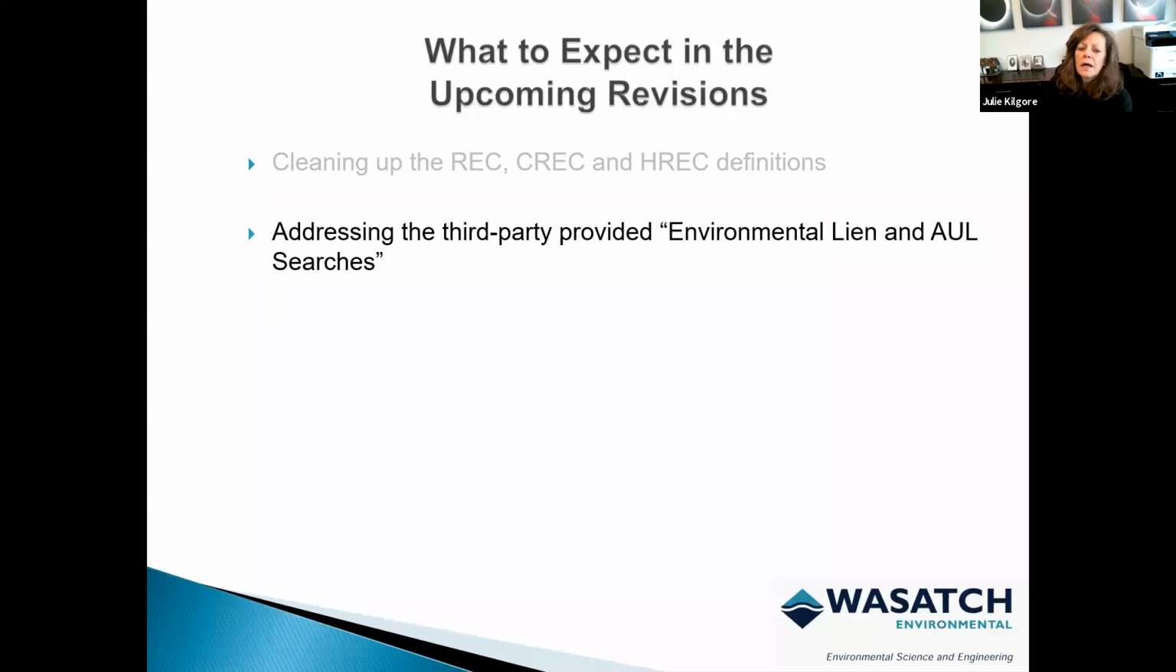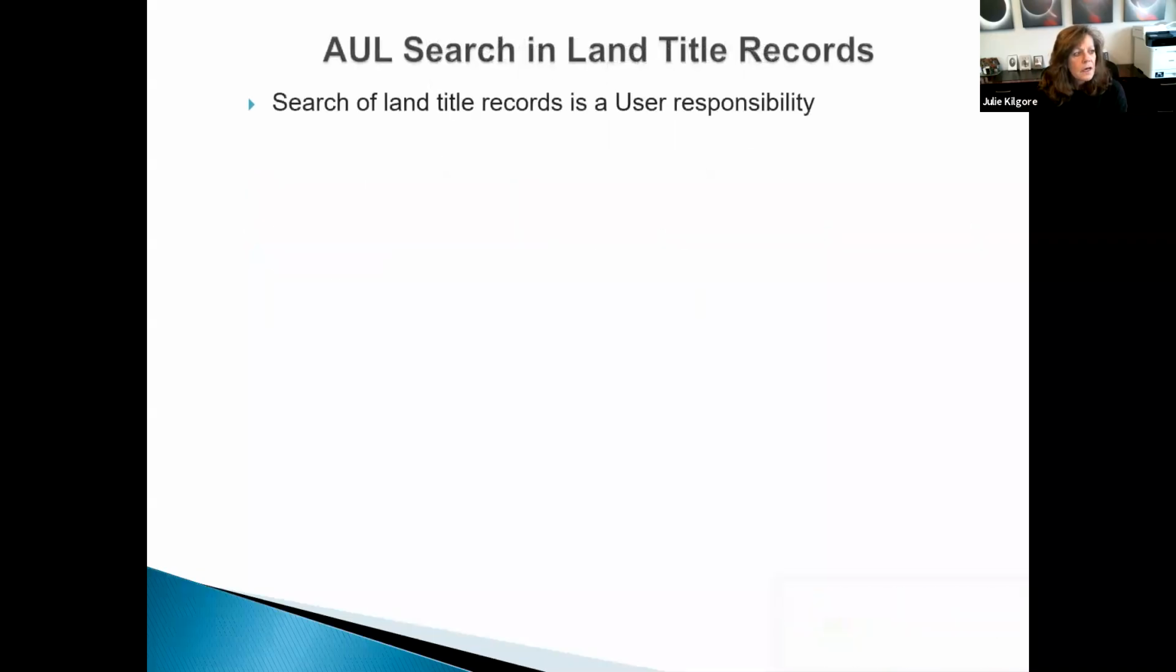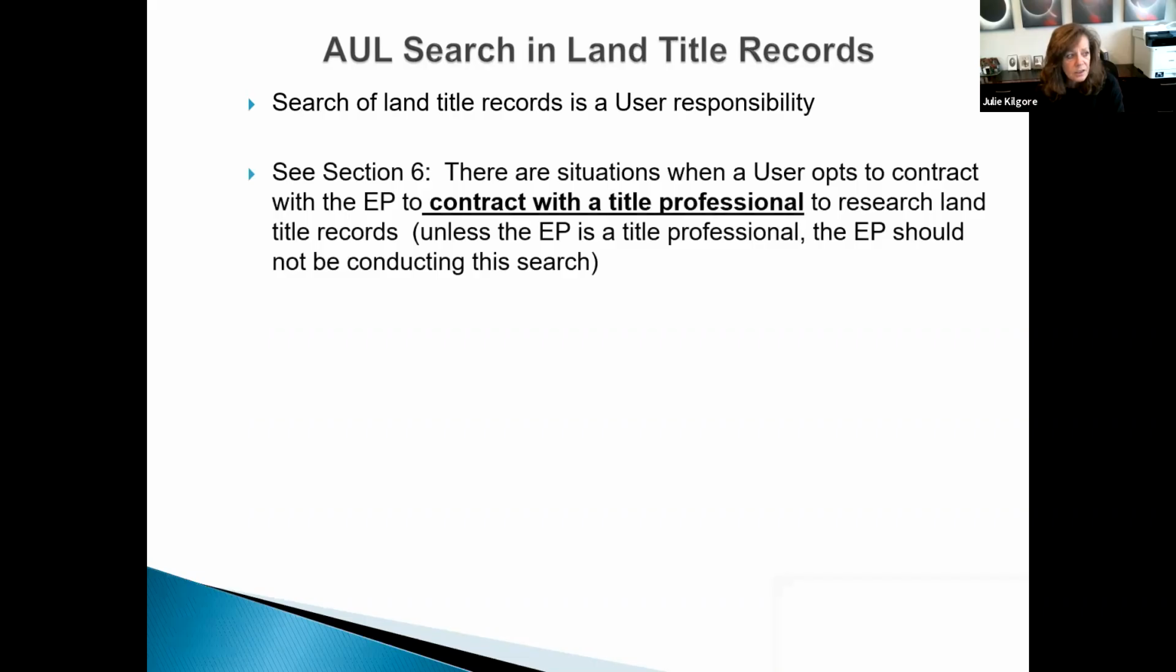So another item that we're looking at is that we had to address another challenge: the third-party provided environmental lien and activity and use limitation searches. Now keep in mind the search of land title records has always been a user responsibility because they have title professionals who are doing this already through the normal course of obtaining title insurance. And we've always said that in Section 6, going all the way back to 1993. That's a user responsibility.